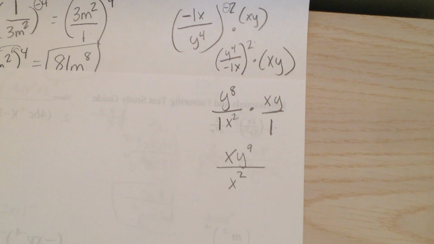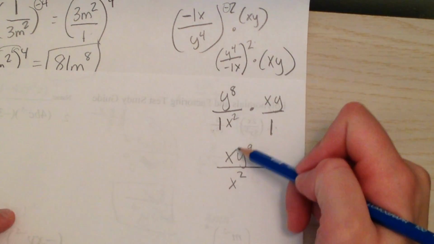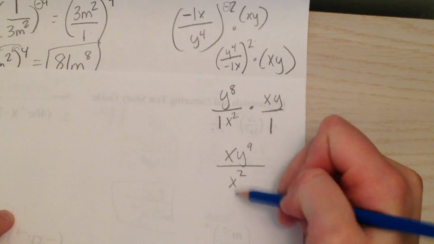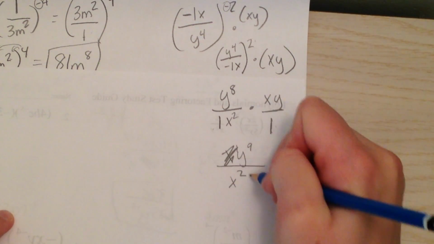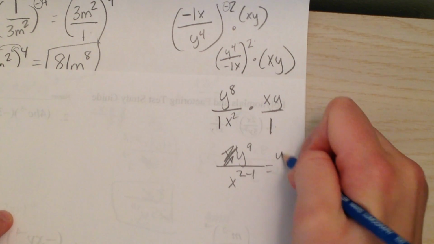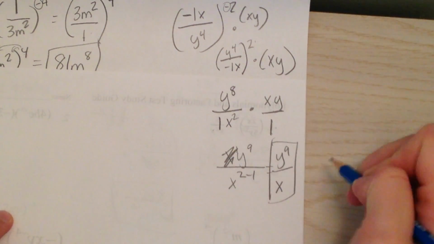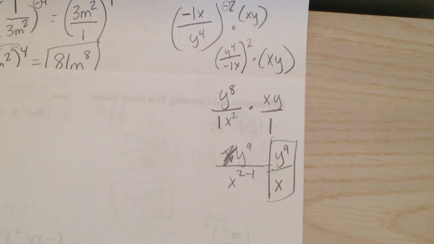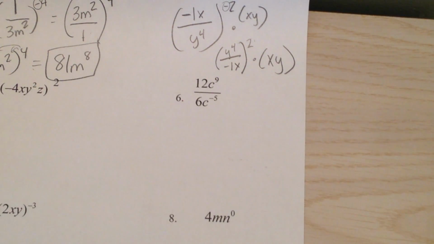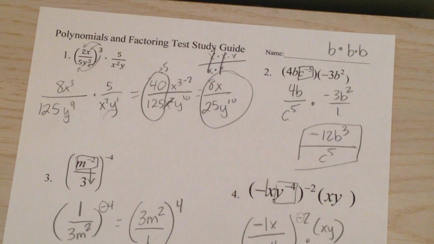It has more steps than it originally looked like it was going to have, because I've got to reduce this x right here. So I'm going to cancel out this 1 from the top by subtracting from the bottom. So I really have y to the 9th over x. And there you go. All right, so let's look at number 5.